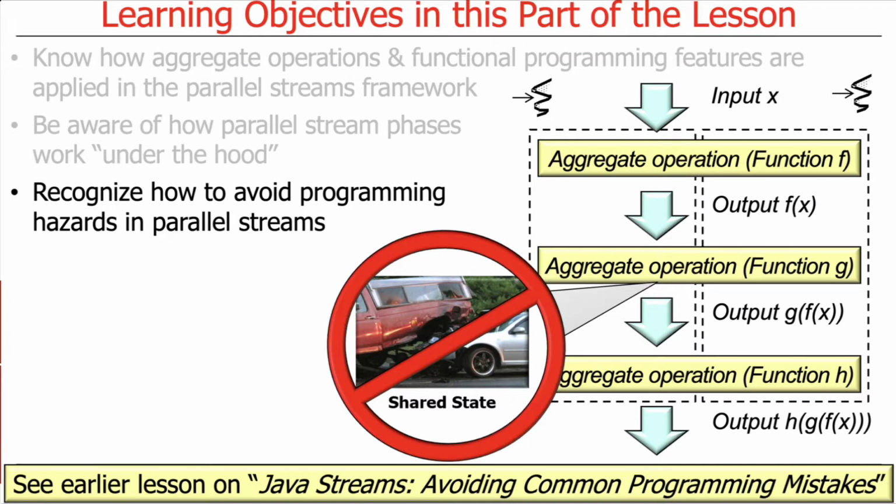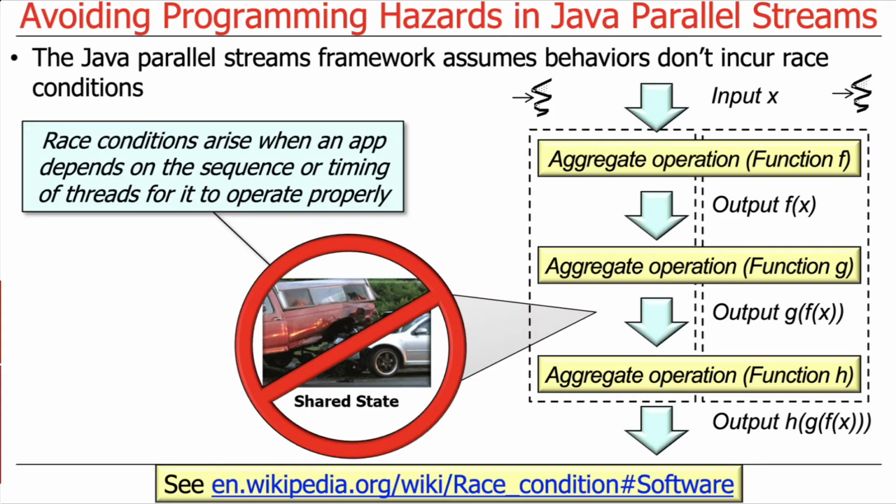So we'll talk about some of the ways to avoid these problems. Some of these problems are similar to the problems we talked about earlier. We just talked about common problems of programming streams in general. Other problems come deliberately and explicitly because parallel streams have to worry about stuff like race conditions and so on. So one of the things that the parallel streams framework assumes is that the behaviors that you're passing in to run in parallel will not incur race conditions.